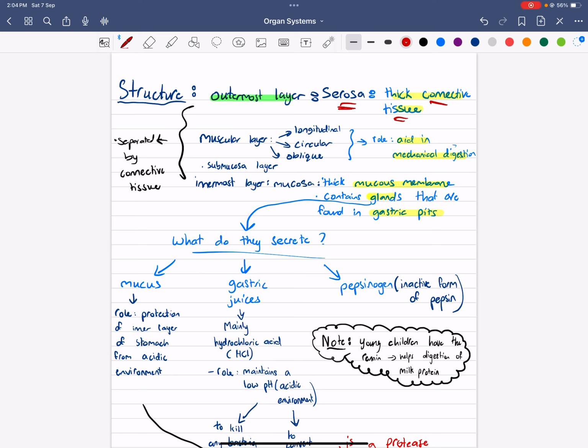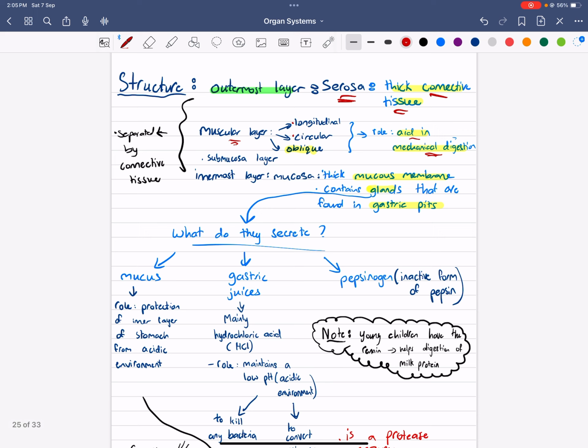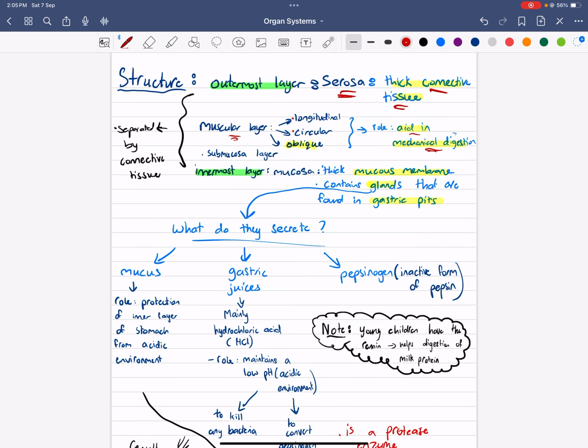And then after the serosa, we have a muscular layer. Now, the muscular layer has 3 types of muscles, but this is only in the stomach. And as we will see in the small intestine, we just have longitudinal and circular. However, in the stomach, we also have another layer called the oblique muscular layer. And those 3 layers help in mechanical digestion. And then after, we have a submucosal layer, but you're not responsible for it. And you have to know the innermost layer, which is the mucosa, and same thing. It's a thick mucous membrane that contains glands.